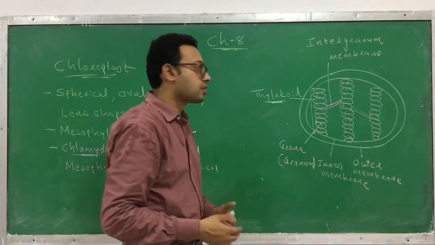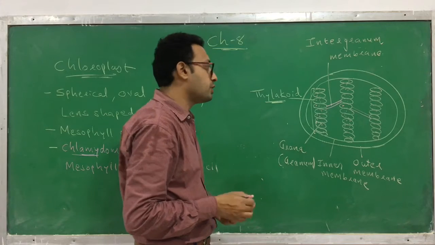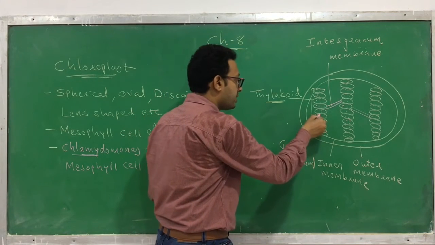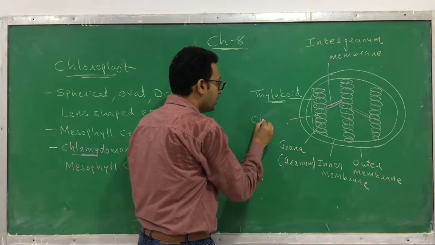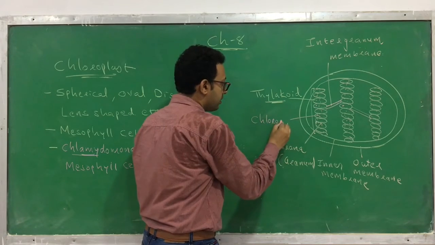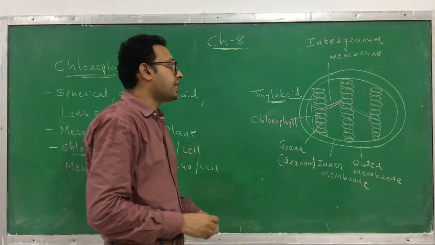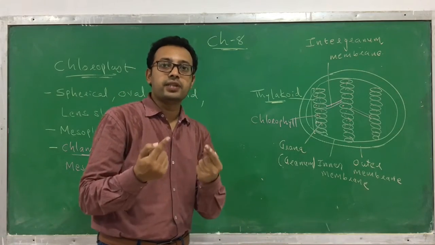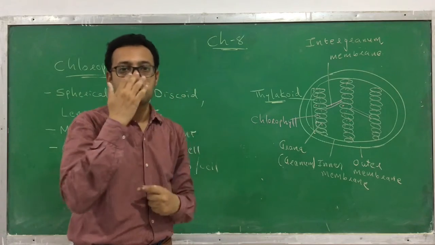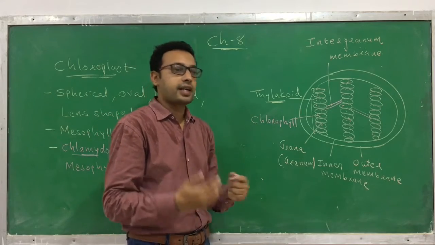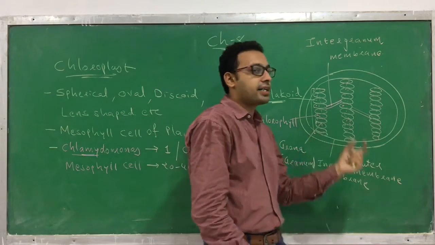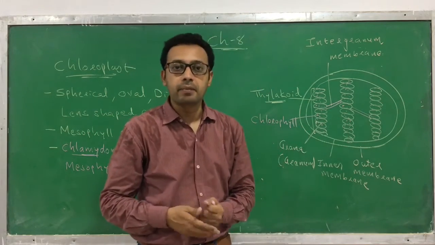Thylakoids possess the pigment. Which pigment is present in them? What I am showing, this is the chlorophyll. This pigment is present, chlorophyll. So the thylakoid is a single unit. A number of thylakoids combine together and form a grana. And two grana are connected by an intergranal membrane.